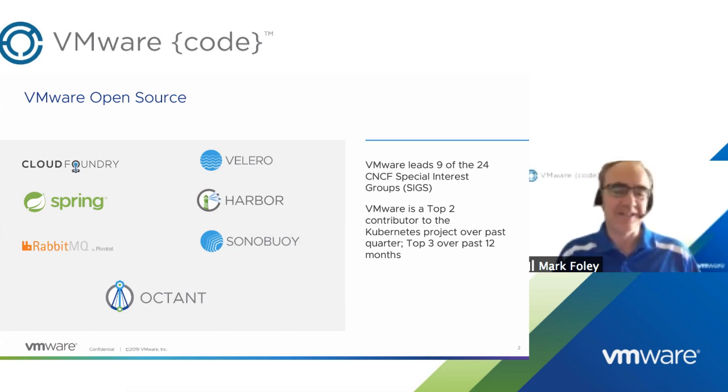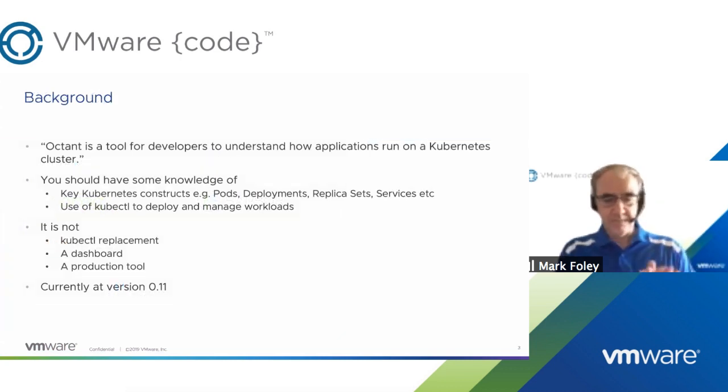Before I start that live demo, I want to quickly cover what Octant is and is not. So basically, from the Octant website, the sentence at the top: Octant's a tool for developers to understand how applications run on a Kubernetes cluster. And effectively, the key there is understanding how applications run on a Kubernetes cluster. It basically provides you with visualization of what your application is doing and how it's interacting with that cluster. So it's very developer-centric, but it's probably relevant for other roles as well. If you're an SRE or a tester, I can see some use for it.